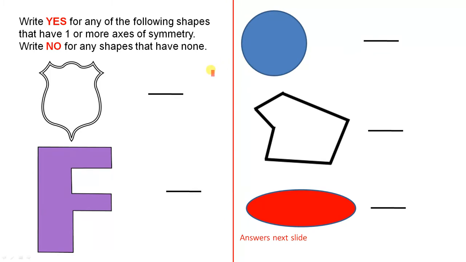Write yes for any of the following shapes that have 1 or more axes of symmetry. Write no for any shapes that have none. So all you are doing is writing yes or no for each of those. So if you want to pause for a few seconds to answer those 5, I will move on to the next slide now where we have the answers.